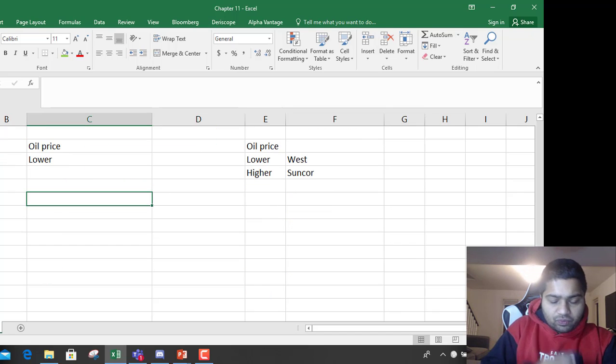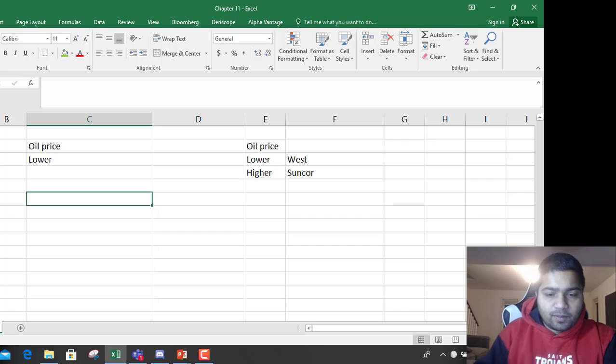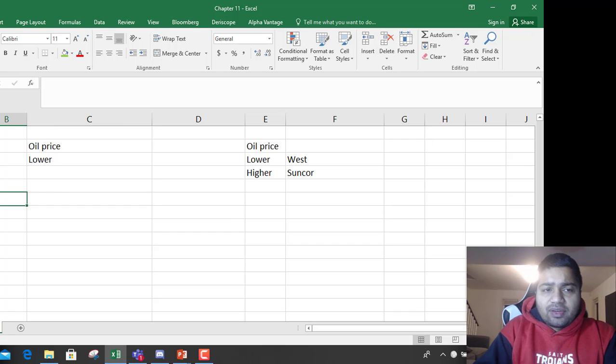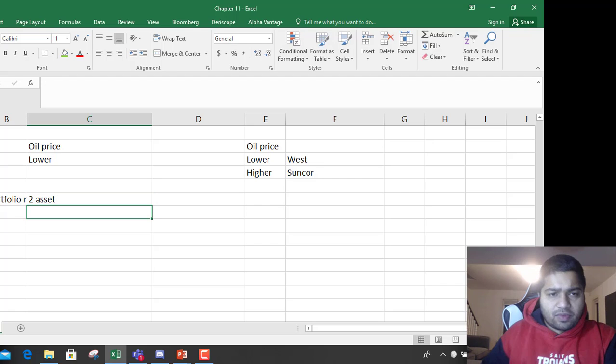Now let us see how to calculate it. I'm going to write down the steps for portfolio risk for two assets. Two asset portfolio.